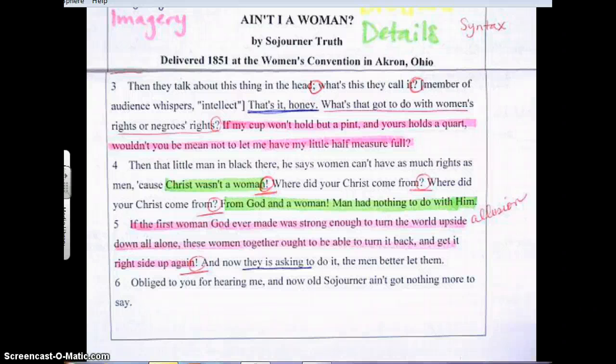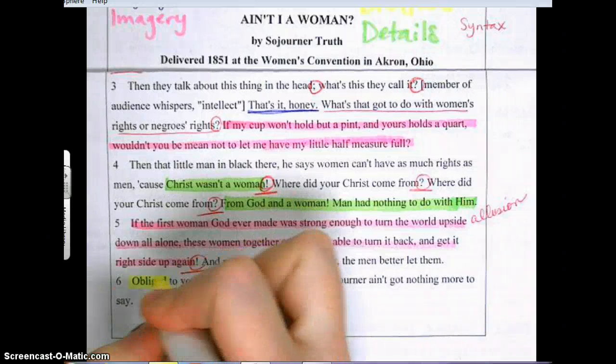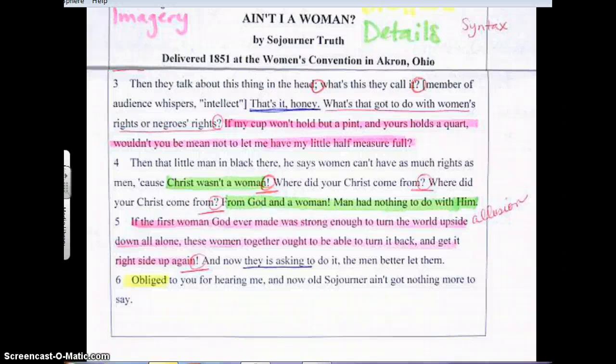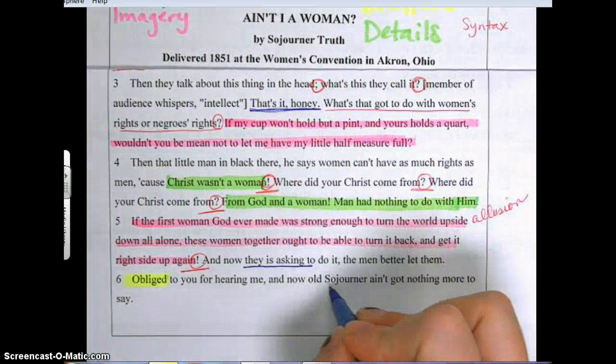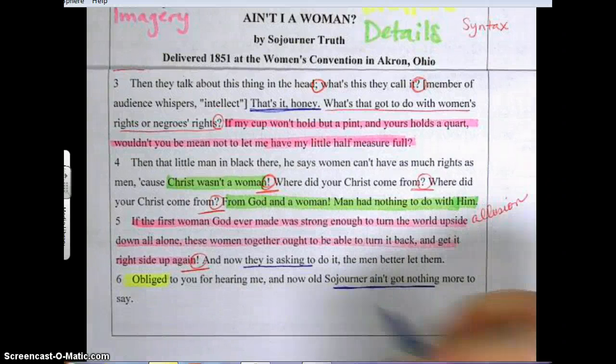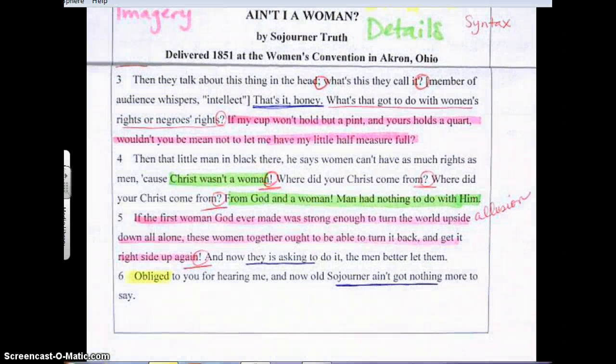Paragraph 6. "Obliged to you for hearing me, and now old Sojourner ain't got nothing more to say." Let's see. "Obliged." Example of her using a specific word to seem friendly and conversational. It has the connotation that's a little bit more friendly than "thank you for hearing me." And "now old Sojourner ain't got nothing more to say." So here's another example of the overall language and the tone she's working to provide.